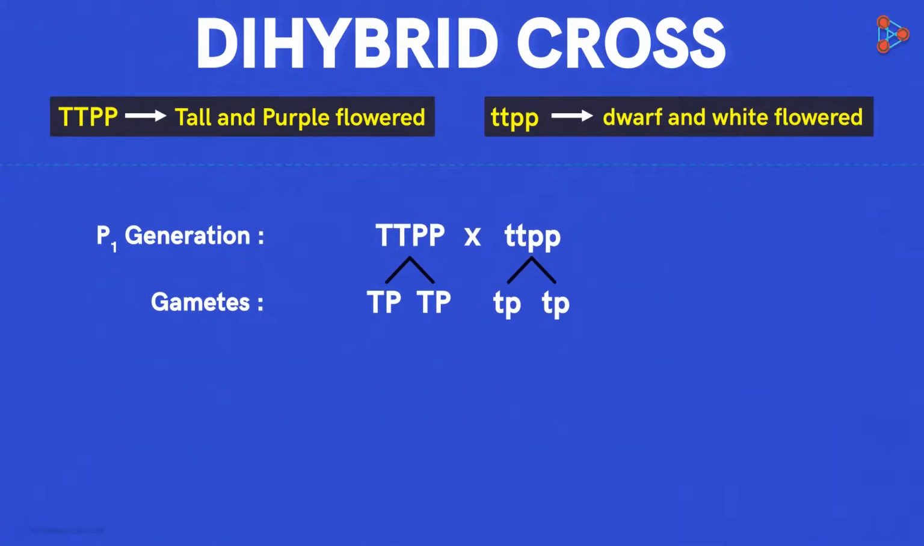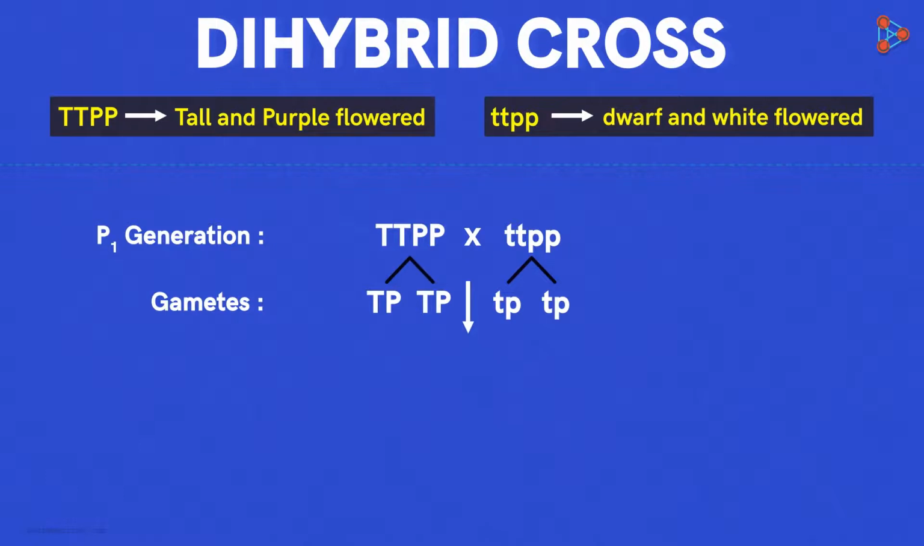Any idea why we didn't write it as TT and PP? The alleles T and T represent the same trait, so they will have to be distributed in the respective gametes. They will not get together in the same cell. Similarly, P and P will get into separate cells as they are the alleles for the same trait, flower color. It's the same case in the other plant as well. This is how the gametes will be formed.